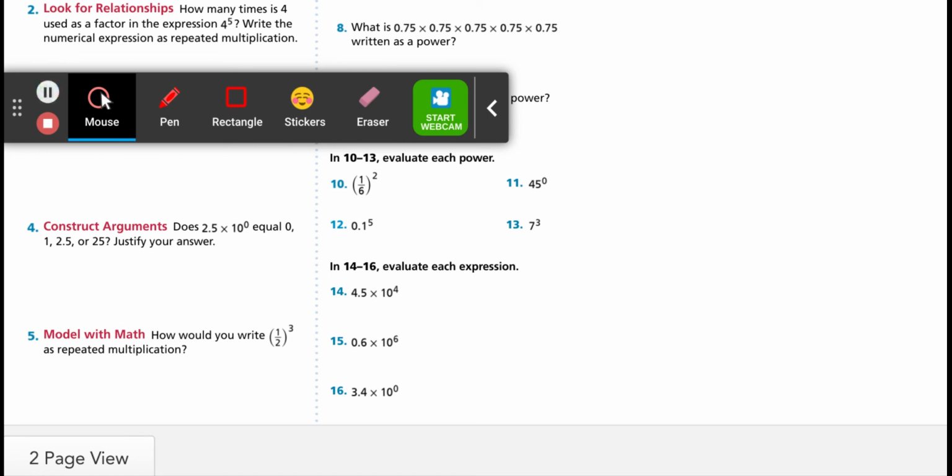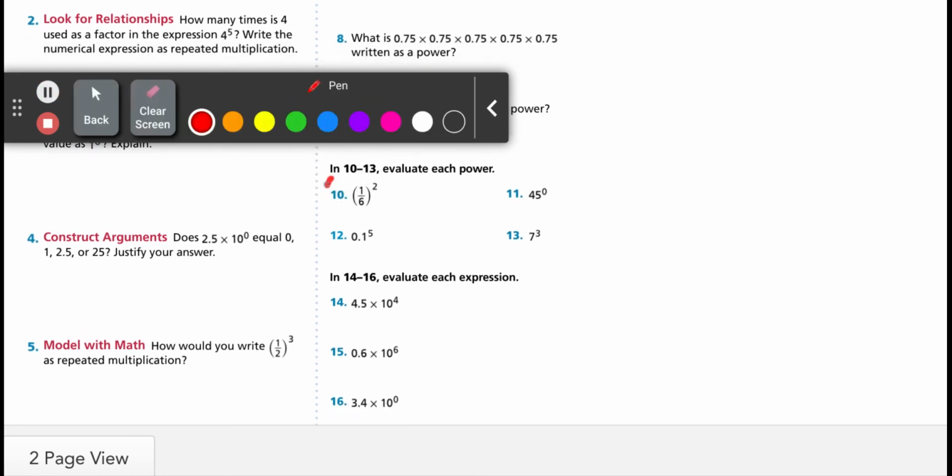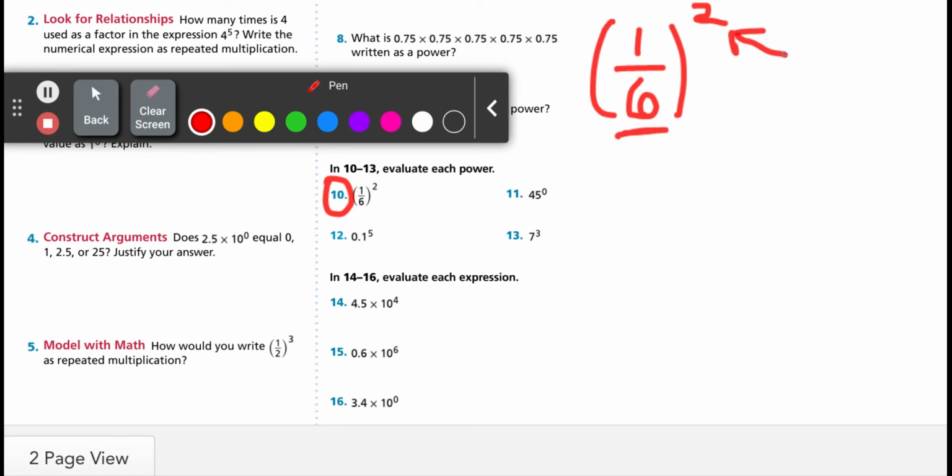Okay, so let's just do a few practice questions. Let's try number 10. 1/6 to the 2nd power. So we have our base as 1/6, our exponent as 2. So what is 1/6 to the 2nd power? Make sure you're writing it in your notebook, please. 1/6 to the 2nd power means that we would have 1/6 times 1/6. Well, I can't put 1/6 in my calculator, so that means I have to separate this.